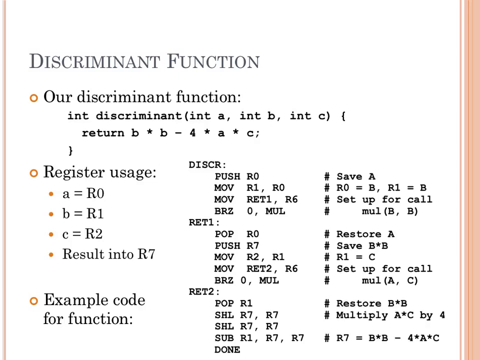So we did all of our multiplying work, and now it's just assembling the answer, right? So we restore b squared. Notice that pop lines up with that push R7. That's the corresponding pop in this case. So now we have b times b in R1. We take R7, which was a times c. We shift it left twice so that now we have it multiplied by 4, and then we just compute our answer into R7.